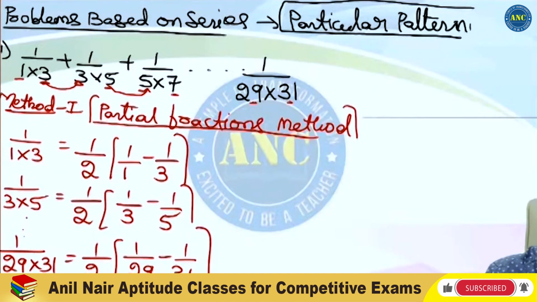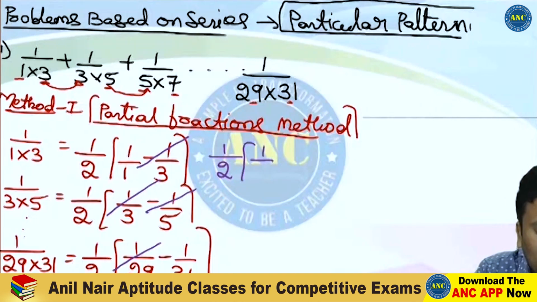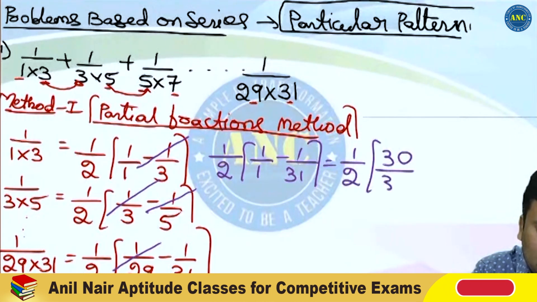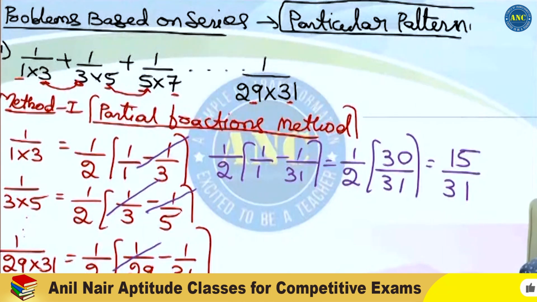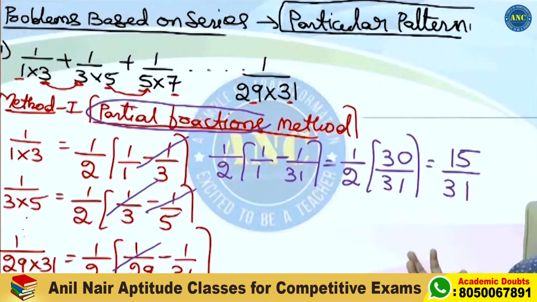I hope it is clear why we are writing it as partial fractions. Minus 1 by 3 plus 1 by 3, minus 1 by 5 plus. So every intermediate value will be cancelled. So these are nothing but 1 by 2 into 1 minus 1 by 31. These are nothing but 1 by 2 into 30 by 31, which is nothing but 15 by 31. This is a traditional method which is there in all our textbooks, Higher Algebra by Hall and Knight, and so on and so forth.